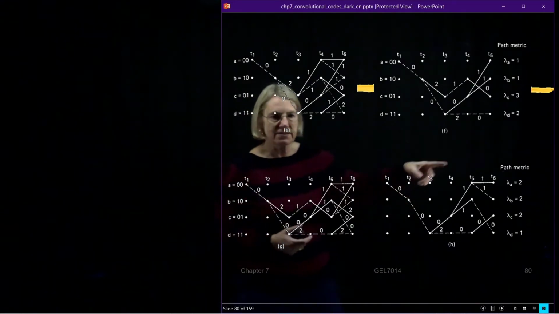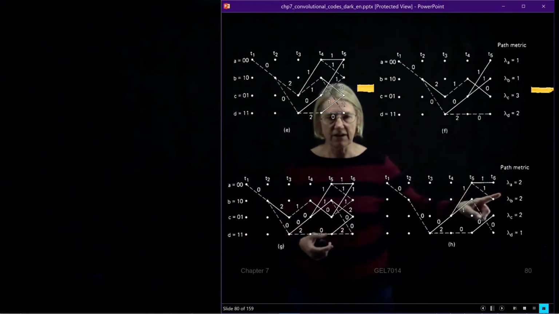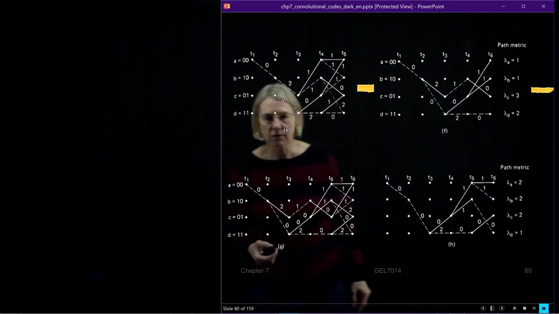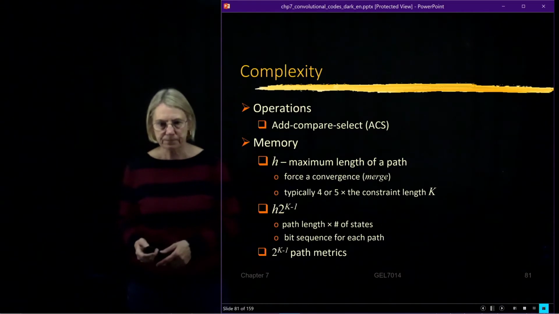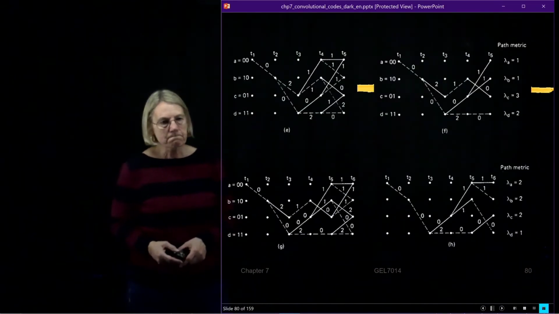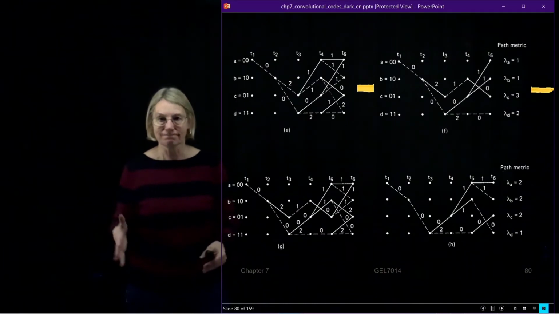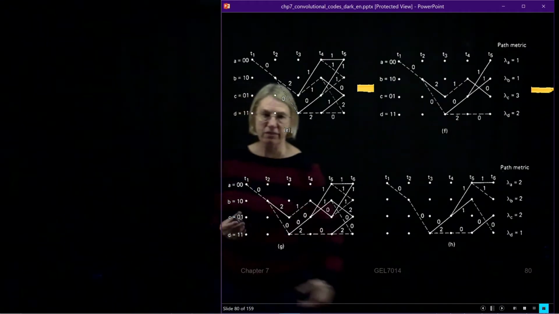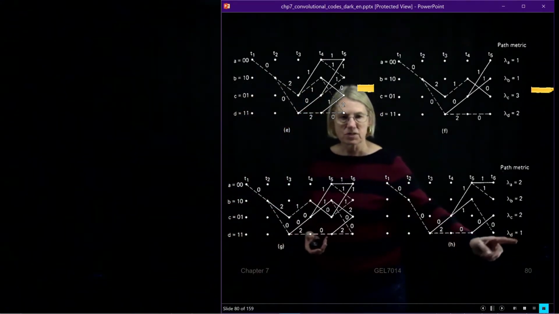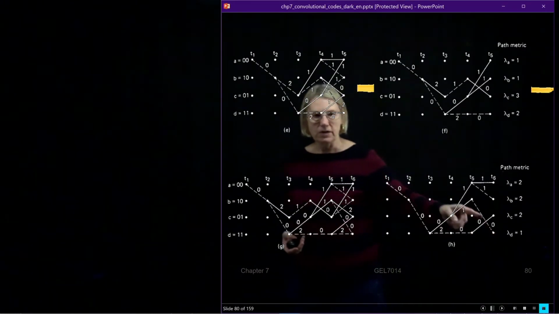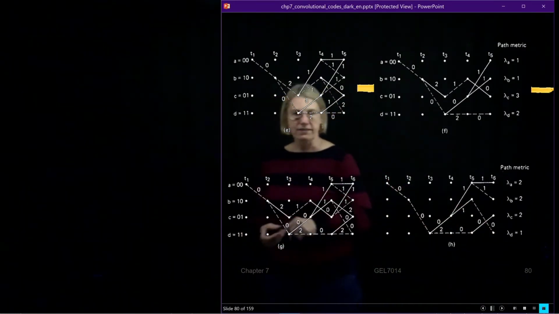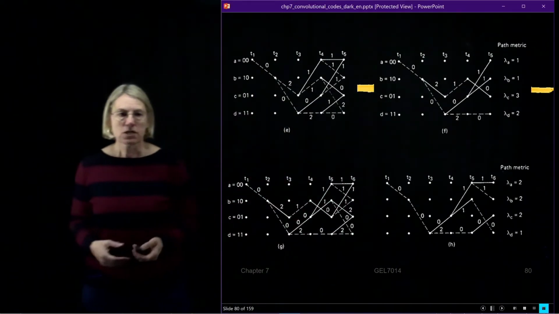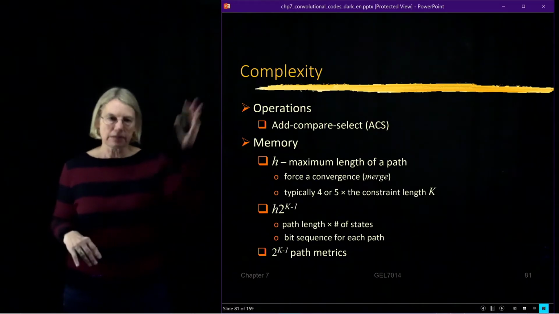So if I ended up at state A, it's because there were 2 errors. If I arrive at state B, I assume there are 2 errors, etc. And if I arrive at state D, it would have been because there was 1 error. So if I was forced now to make a decision on what path is the most likely path, I would choose the path with the smallest path metric. And I would go back here and choose that path as the final path, if you were forced.